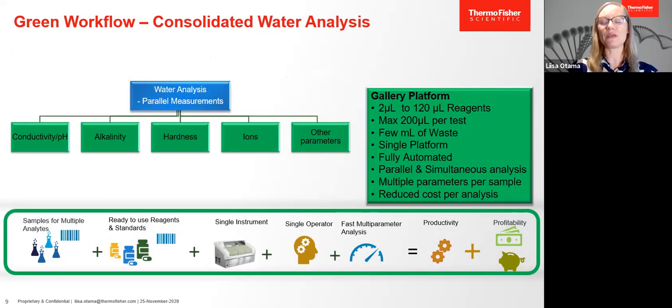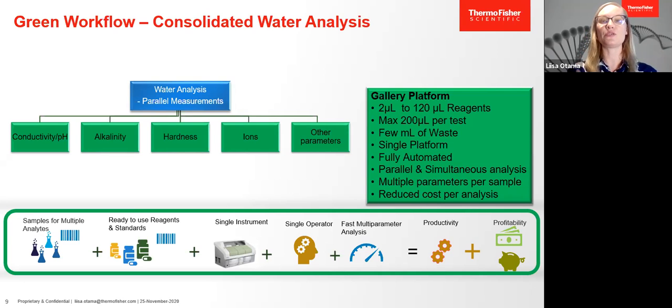Looking at the Gallery workflow in comparison to the traditional one, again, we do have our samples and we do have the need to test multiple parameters. The difference to the traditional approach would be that here we have ready-to-use reagents and we have ready-to-use standards. And we have a single instrument. So we have a full system solution to be offered to you. Reagents and the instrument, and of course the method. So the applications are already programmed into the instrument.